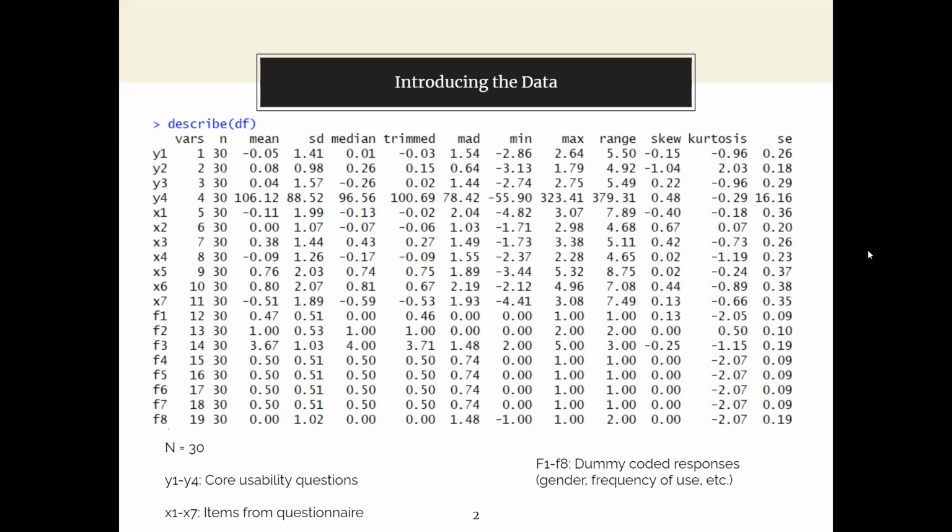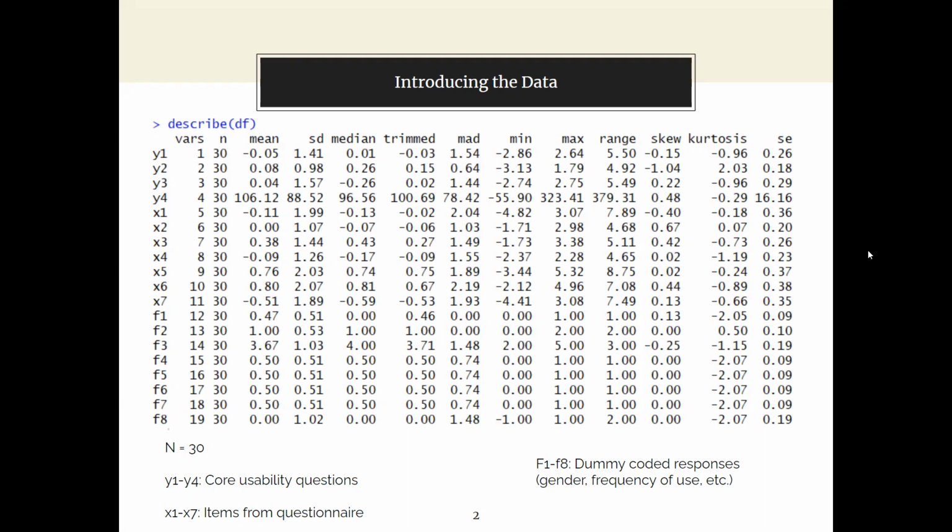You can also see that we have variables x1 through x7. These are going to be different items from our questionnaire that may affect our overall usability scores. And you can also see variables F1 through F8. This is a different category of variables.